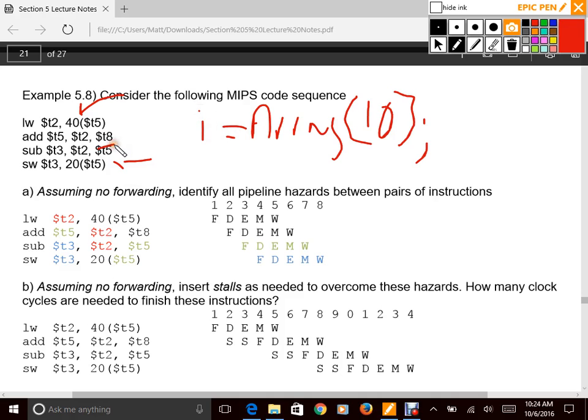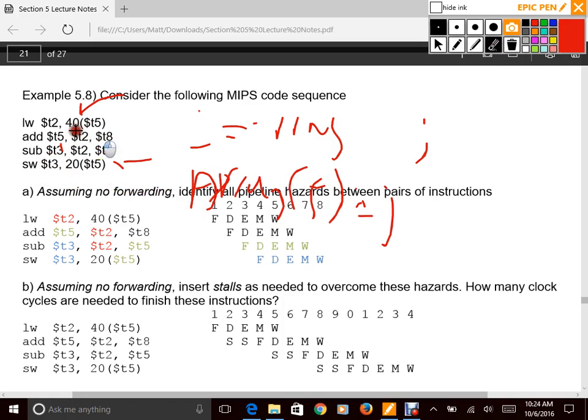Then I'm adding some value of T8. I'm subtracting, putting that in T5. And then I subtract T5, putting that in T3. And then array of 5 is going to be T3, is going to be J or something like that. So some basic MIPS code.